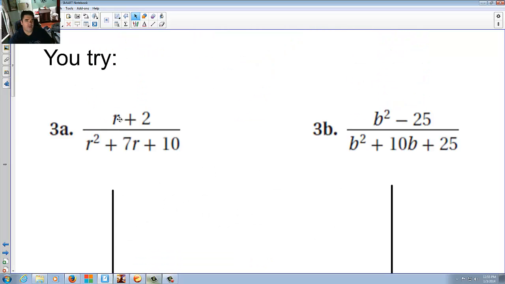You try, go ahead. R plus 2 over r squared plus 7r plus 10 and b squared minus 25 over b squared plus 10b plus 25. Go ahead at this time. Let's see how you did.